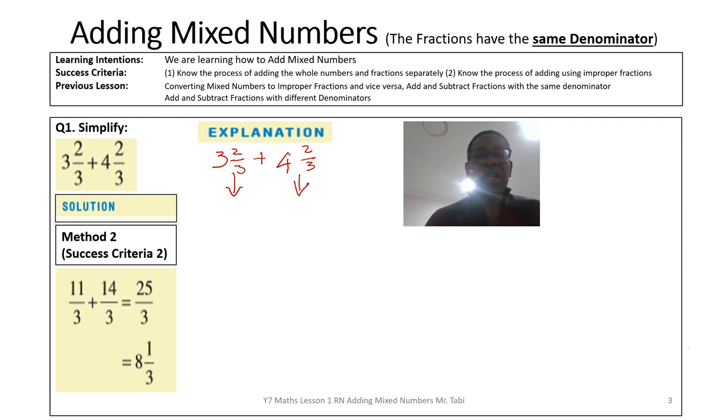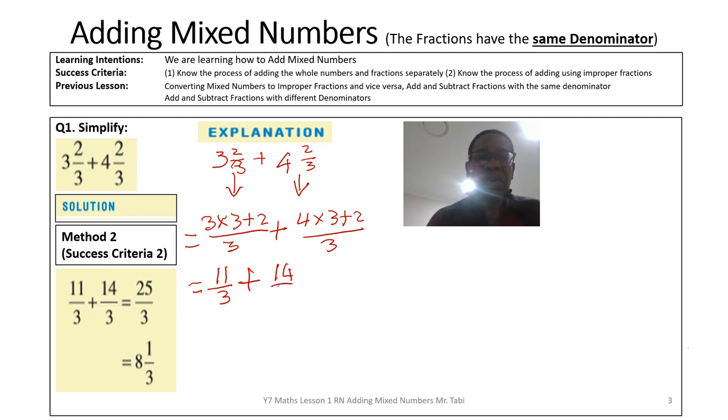So to do that, if you recall the calculation method, this will be 3 times 3 plus 2 divided by 3, and we're adding 4 times 3 plus 2 divided by 3. 3 times 3 is 9 plus 2, that gives you 11 over 3. Let's put the plus there. And plus 4 times 3 will give you 12 plus 2, 14 over 3.